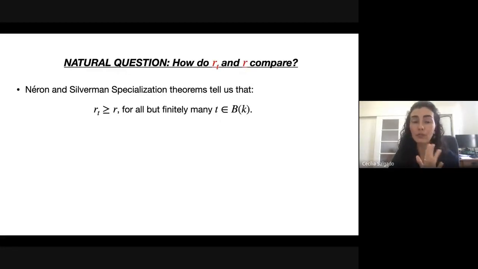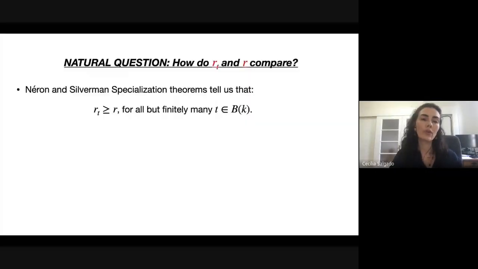So for Silverman's specialization theorem, I don't know if his hypothesis is that the j-invariant is not constant, namely that it's not a trivial surface when I pass to a finite extension, or if he excludes just trivial surfaces. But we know that R_T is at least R.